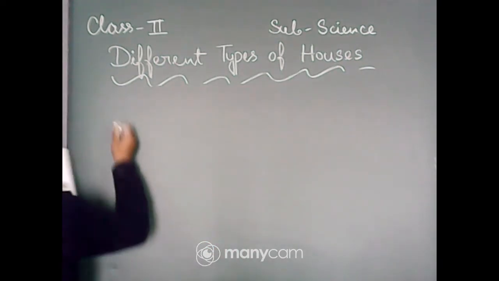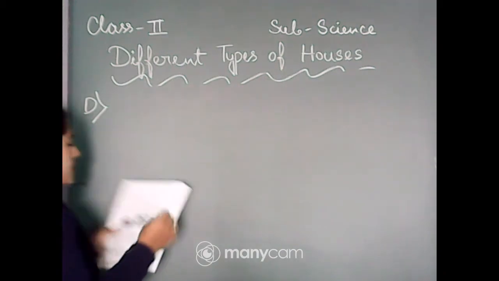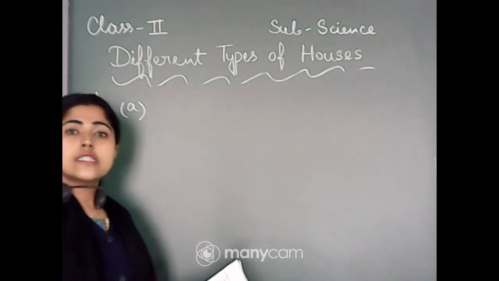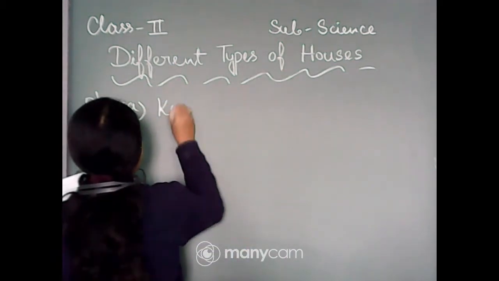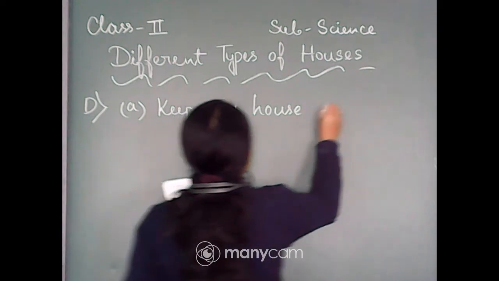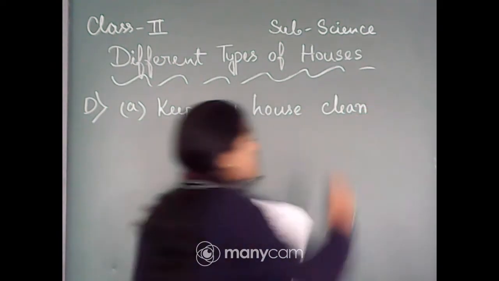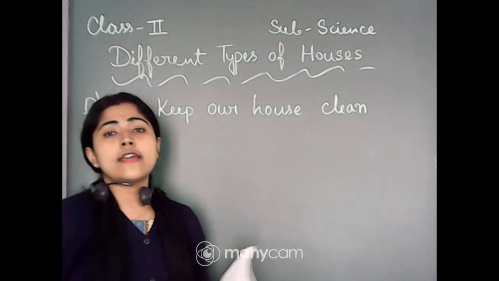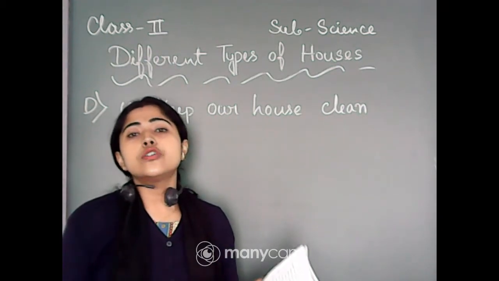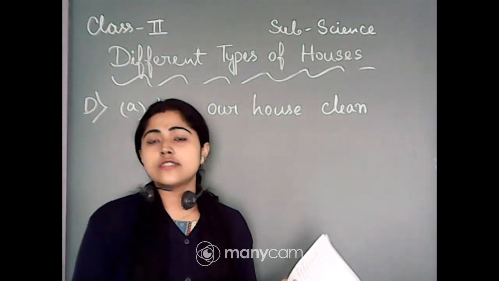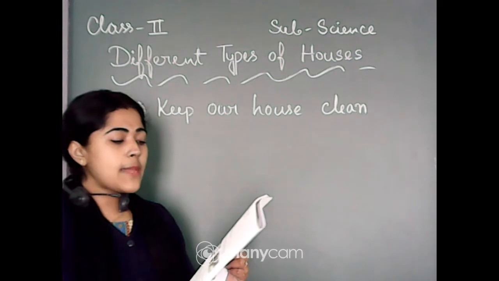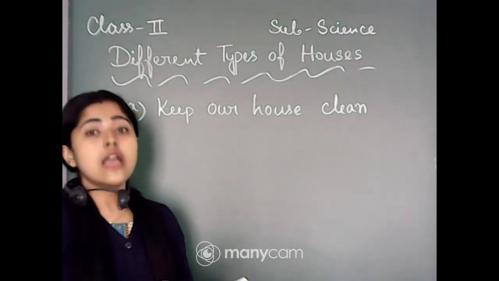So here is your question D, suggest two ways. The first way is to keep our house clean. If we keep our house and the furniture inside clean, every room will be clean, so that will be a good house, right? There will be no germs, no bacteria there. That's one way to make our house a good house.